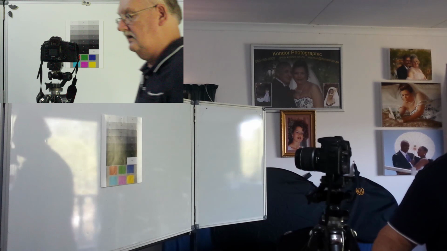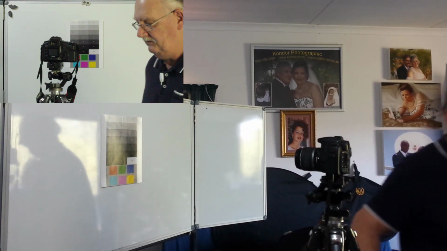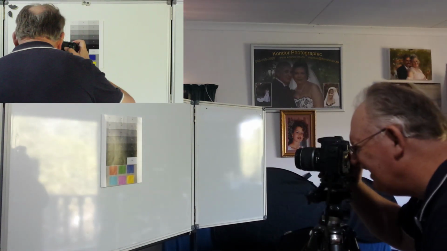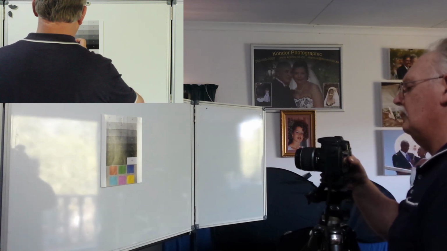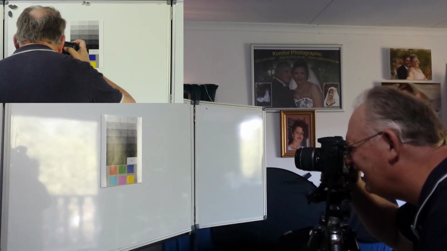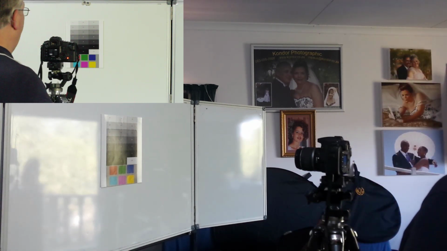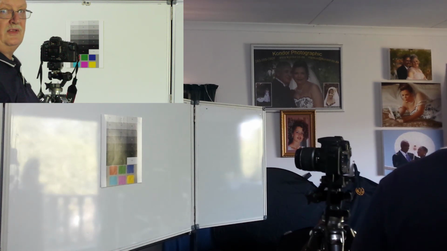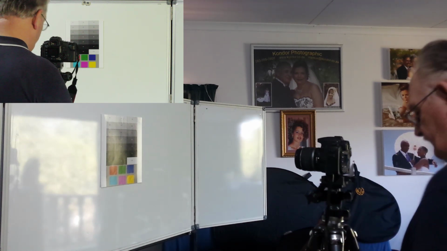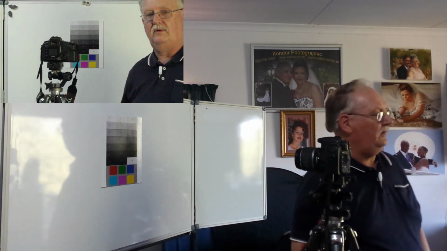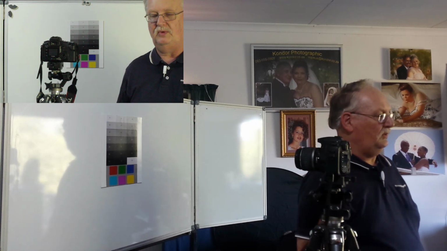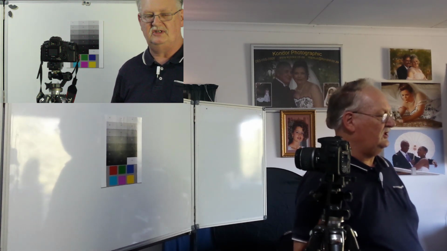So what we're going to do now is take a photograph and just tone down the ISO speed to ISO 100. And there the image is underexposed. So let's have a look now in Photoshop and see what happens when we view the images and see what we can do in there.